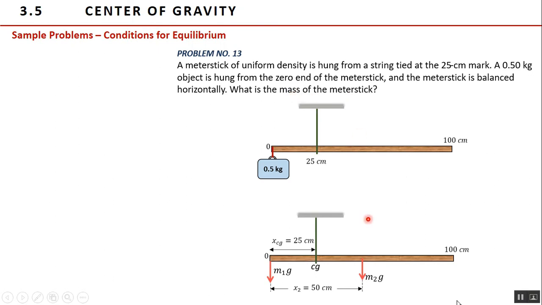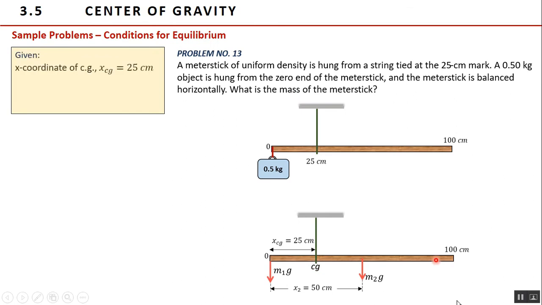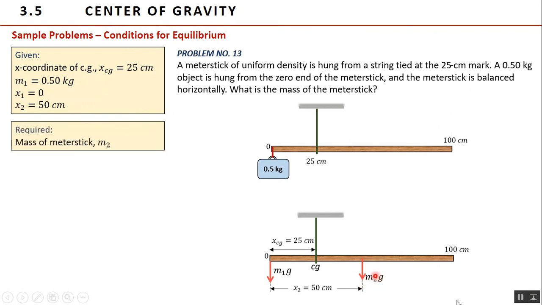Let us analyze the problem. So this is the meter stick. The meter stick is balanced at 25 cm by the string, when a 0.5 kg weight hangs on the zero mark of the meter stick. It means that the x-coordinate of the center of gravity is 25 cm. We know that the mass of the meter stick itself is located at the 50 cm mark. What we are going to solve is the mass of the meter stick, denoted by m2.